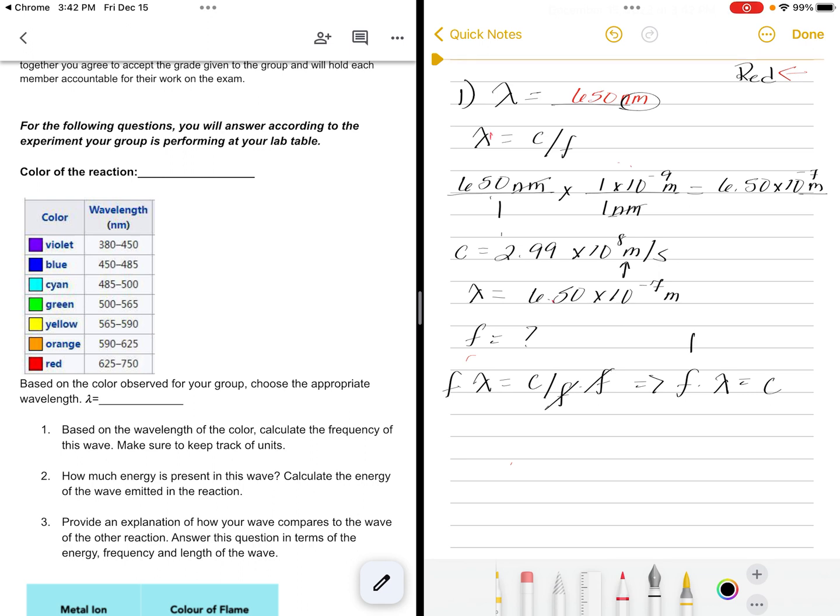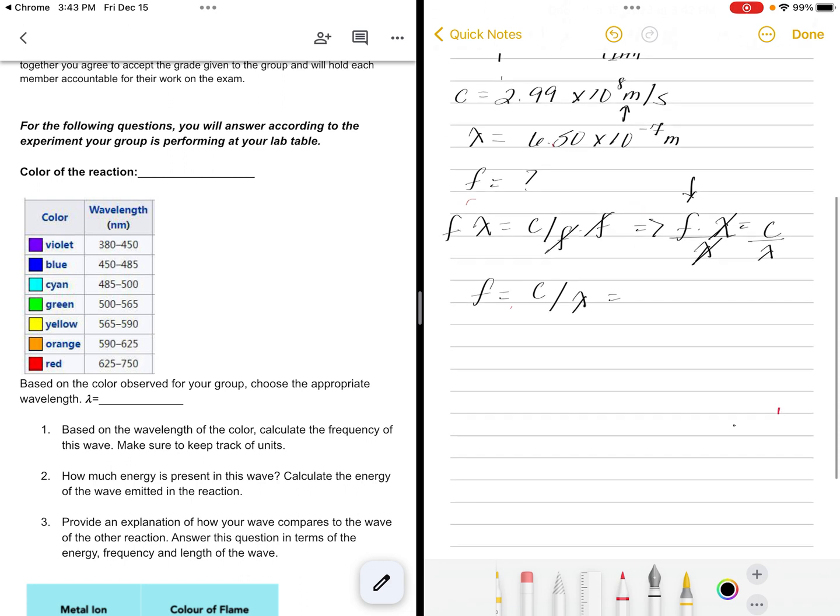Now, I need to get frequency by itself. So I can get rid of the wavelength by dividing by it. So if I want to figure out the frequency of this particular wave, I need to take the speed of light and divide it by the wavelength. We already have those values. We know that the speed of light is 2.99, if you use 3, that's fine too, times 10 to the 8 meters per second. And I'm going to divide that by the 6.50 times 10 to the negative 7 meters.